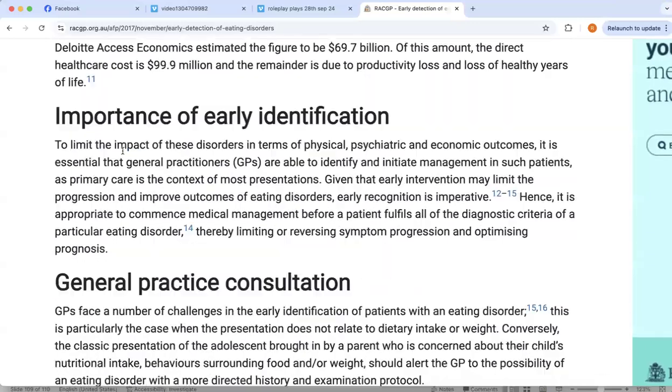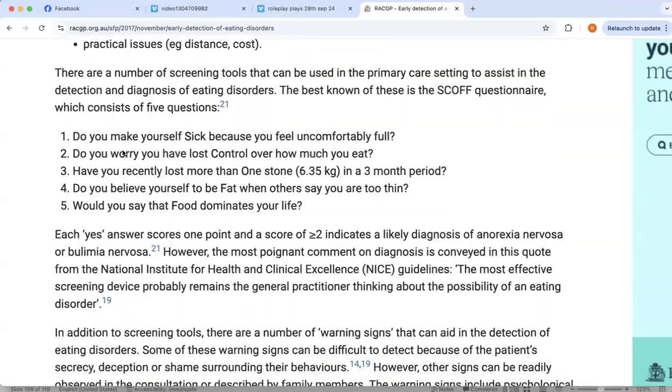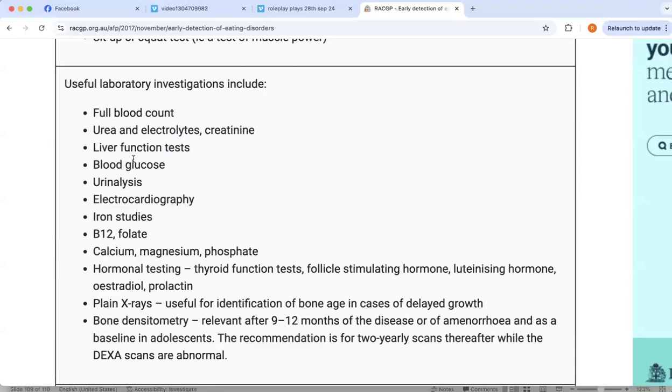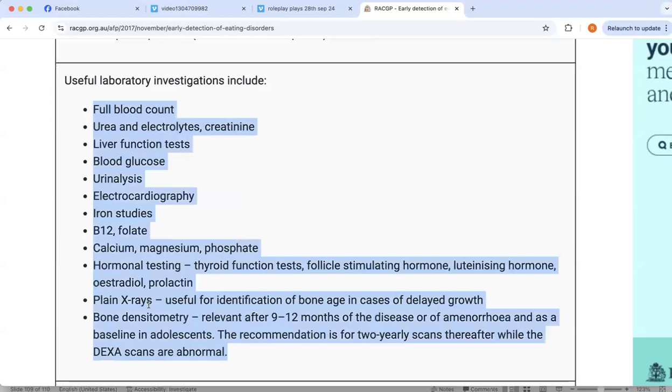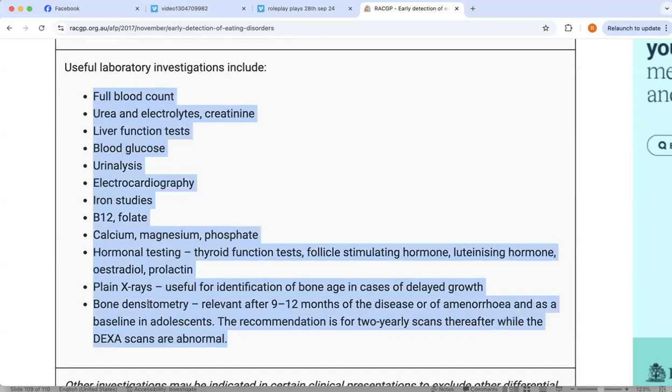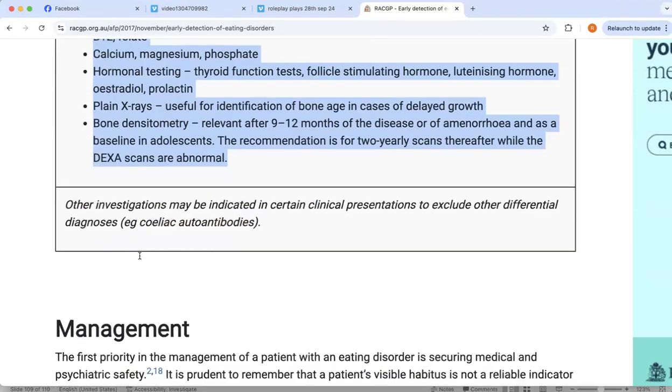Now, that's very important to know, how to differentiate between these. Lots of other things come in the exam. These are all the investigations we do in a patient who has an eating disorder. Sometimes the question asks which of the following is not an investigation that we do for an eating disorder patient? So you need to remember all of these tests.